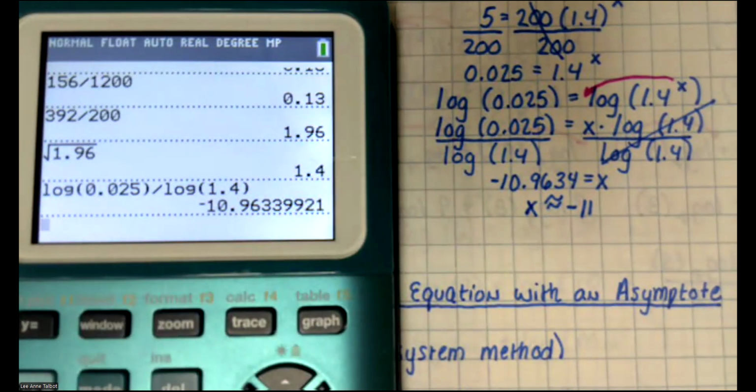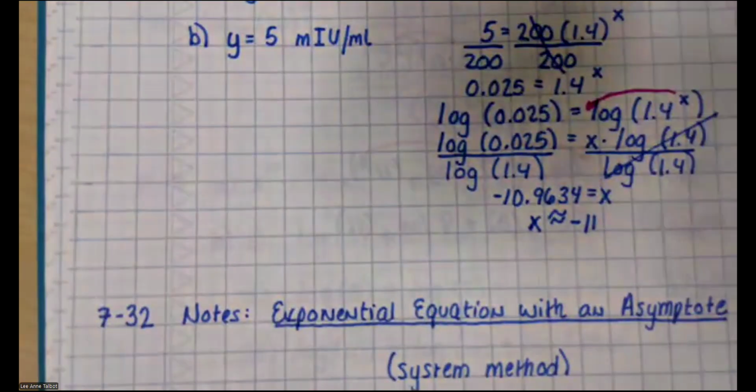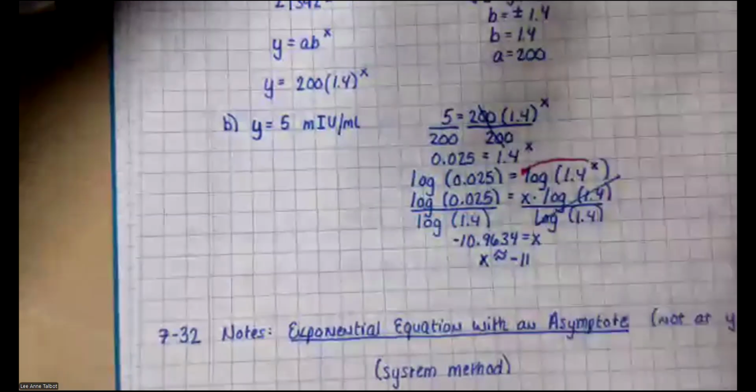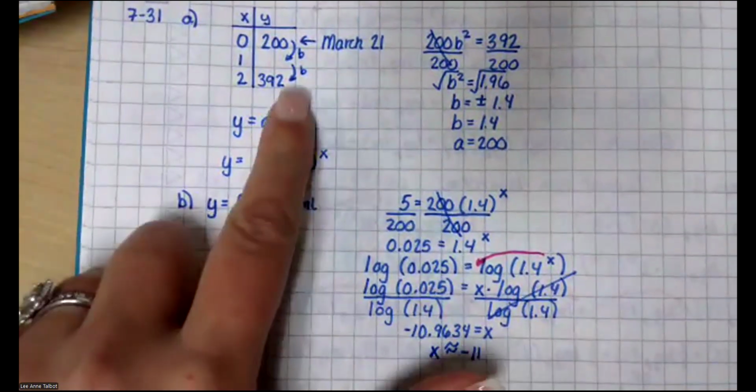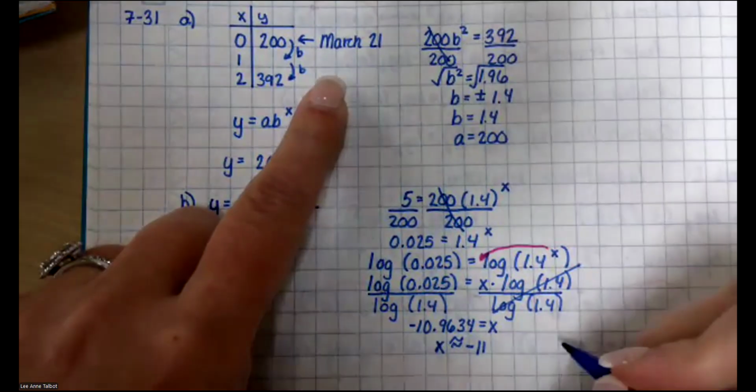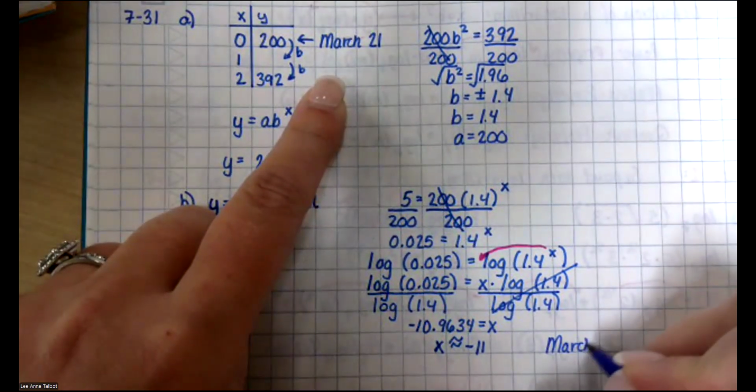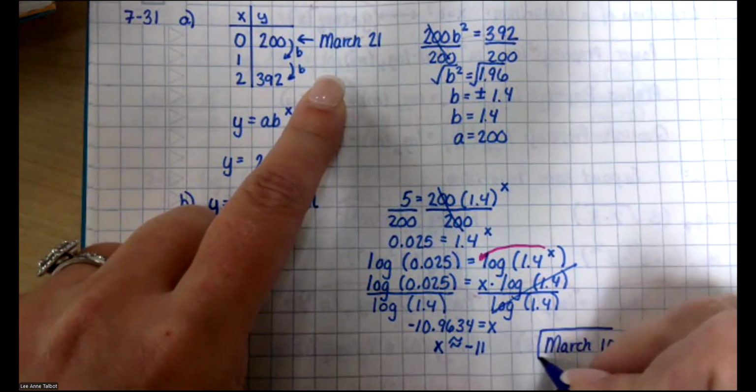Okay, now since we're talking about number of days, which is a discrete type of thing, you guys know what I mean when I say discrete? Like not continuous, like whole numbers, the number of days. I'm gonna round it to -11, and then I'm gonna backtrack from her doctor's appointment. So backtrack from her doctor's appointment would be, yep.